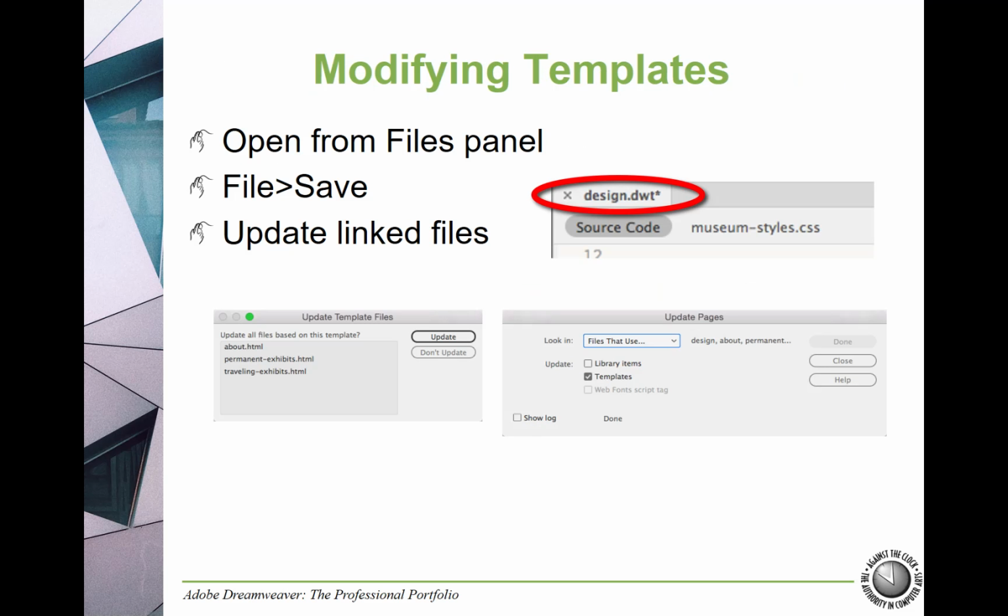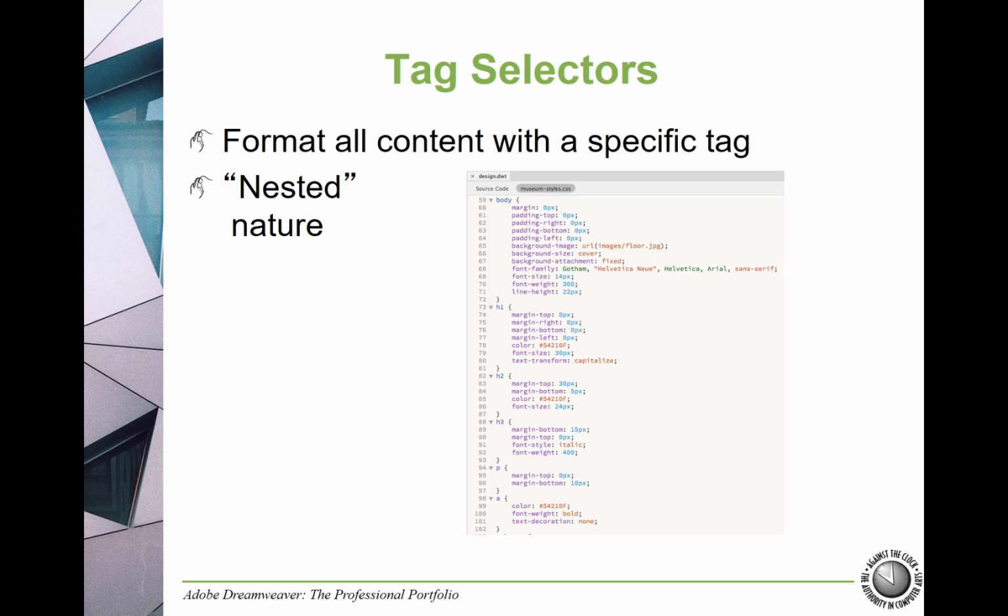You can modify a template. Notice the DWT extension, and that is your actual template. The process for editing a template file is exactly the same as it is for editing a regular one. You double click in the file panel, make whatever changes, and choose File, Save. Make sure when it asks if you want to update, you choose yes.